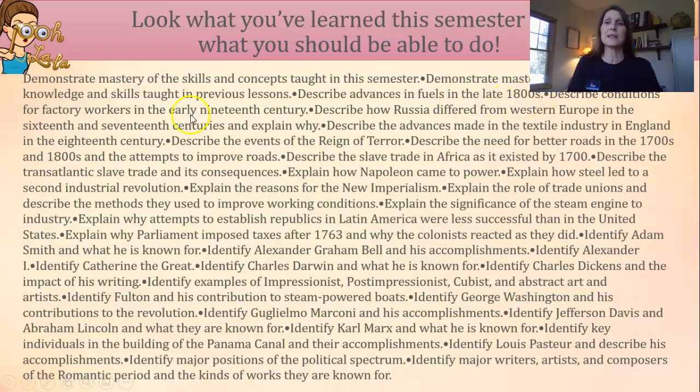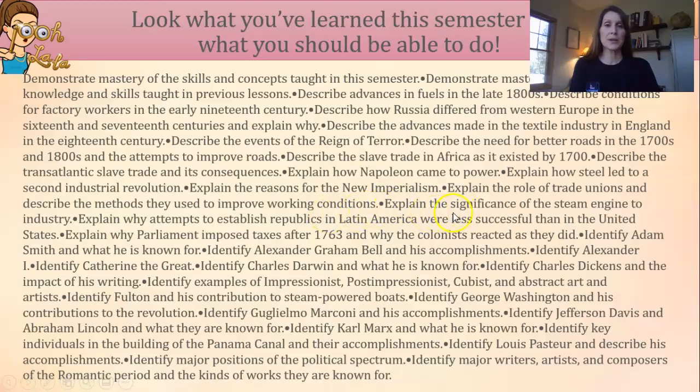Advances in fuels in the late 1800s. Conditions for factory workers in the early 19th century. How Russia differed from Western Europe in the 16th and 17th centuries. Advances made in the textile industry in England in the 18th century. Events of the Reign of Terror. The need for better roads in the 1700s and 1800s, and attempts to improve the roads. Describe the slave trade in Africa as it existed by the 1700s, the transatlantic slave trade and its consequences, how Napoleon came to power, how steel led to the Second Industrial Revolution, the reasons for new imperialism, and explain the roles of trade unions and methods they use to improve working conditions.